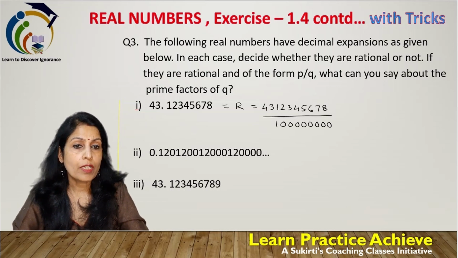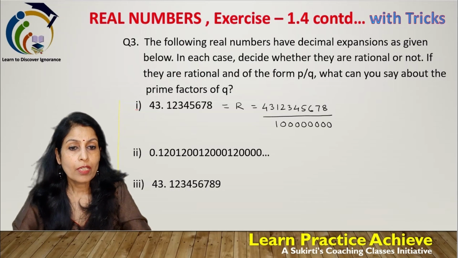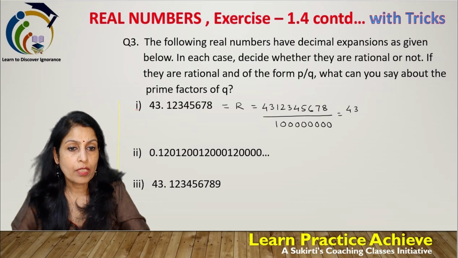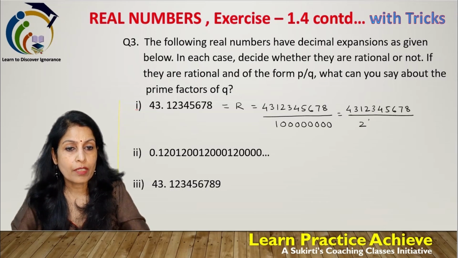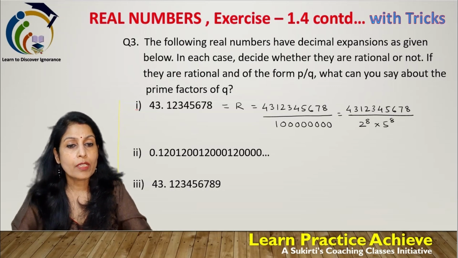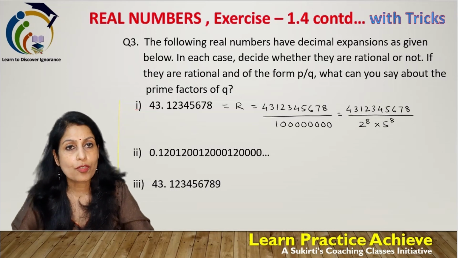Now the last part is, what can you say about the prime factors of Q? If you see this number, this is a multiple of 2 and 5. So this can also be written as 43.12345678, and because 8 zeros are there, it is 2 to the power 8 into 5 to the power 8. It means in the denominator it has both 2 and 5. That is why they are terminating and also a rational number.